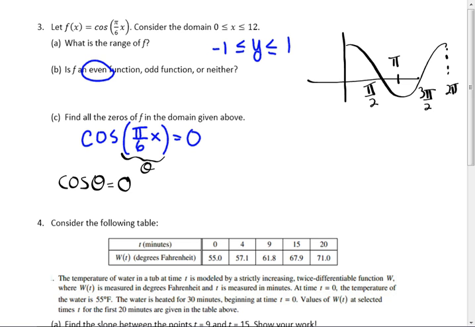And you're saying, but I have a domain restriction. That's true, but I'm going to have to extend my thinking a little bit to make sure I get everything in the domain. So the cosine of my angle is 0 when the angle is pi over 2, 3 pi over 2. What's the next one? 5 pi over 2. And we could keep going, right? Let's do the 7 pi over 2. It didn't tell me what x was. Oh.